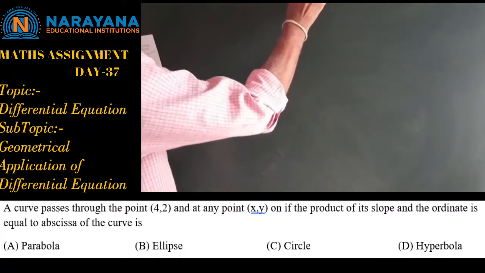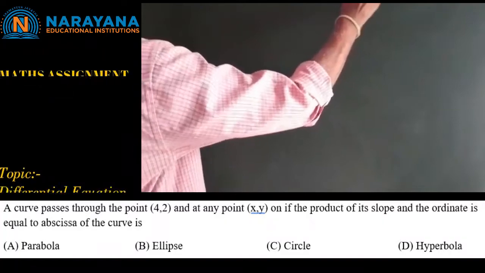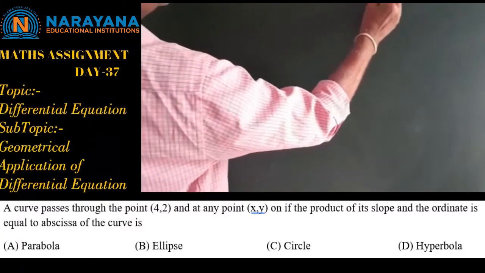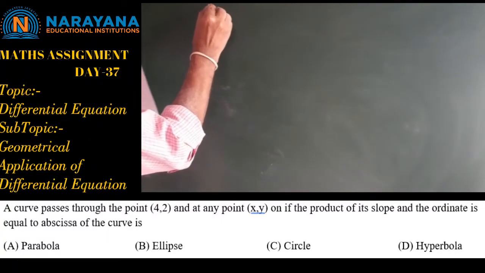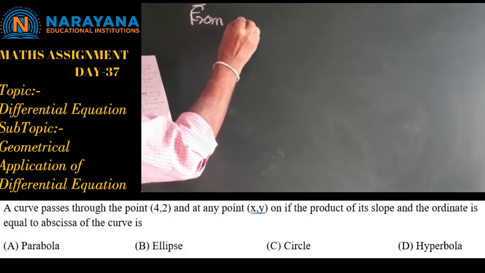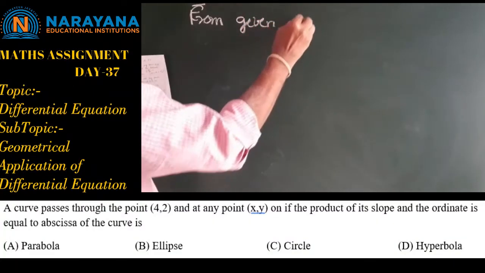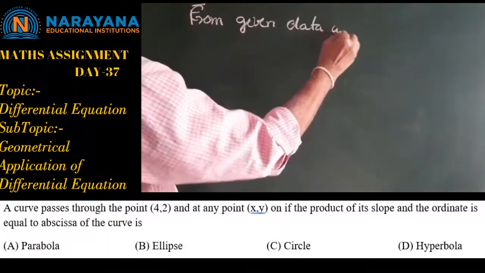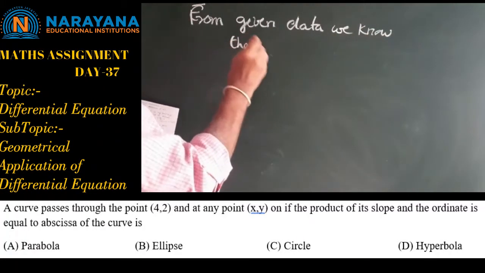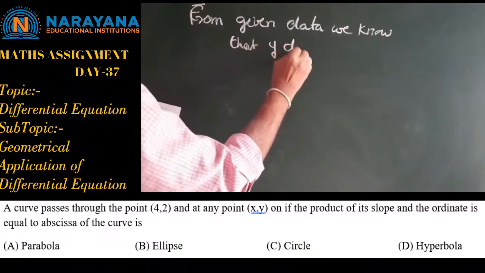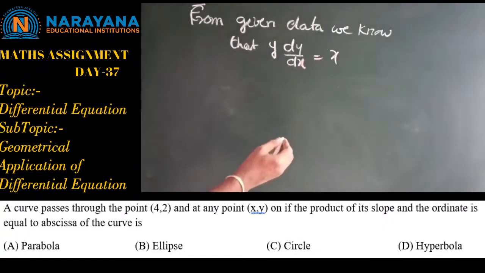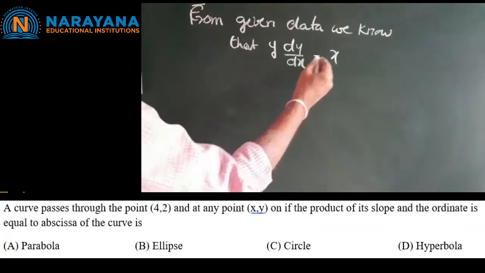Solution to problem number 1. So from the given data, we know that the product of ordinate into slope is equal to abscissa. That is the given condition. That means y dy/dx is equal to x.